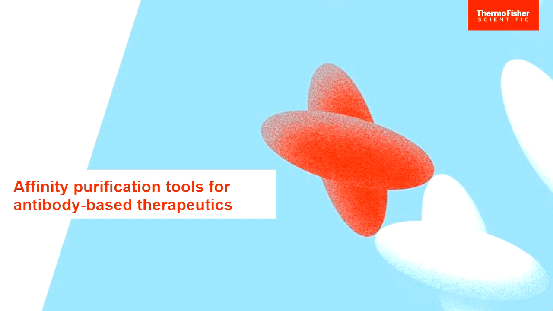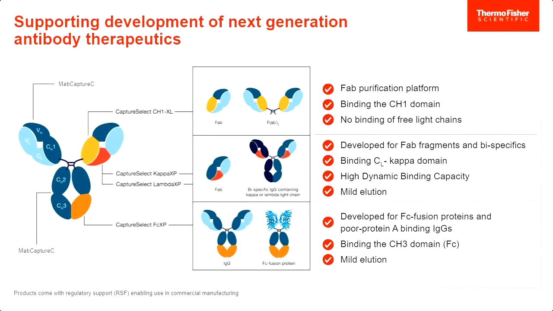As I mentioned before, we have a variety of affinity resins for purifying all the different types of antibody-based molecules: Fabs, bispecifics, as you can see here, light chain binders, FC binders as well. All of this is apart from your traditional protein A standard resin.